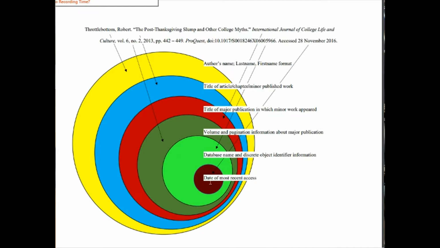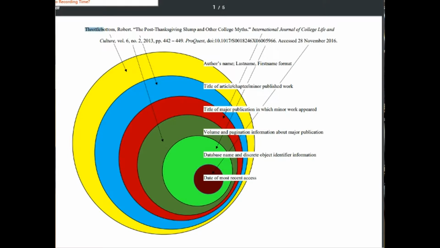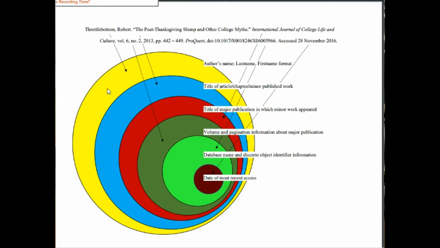Beginning with the author's last name, this corresponds to the largest of our circles in yellow. This is the most general piece of information, and that's because of the fact that a publishing author has often published a lot of different things. So just knowing the author's name doesn't really get us very far to getting to exactly the source that you used.